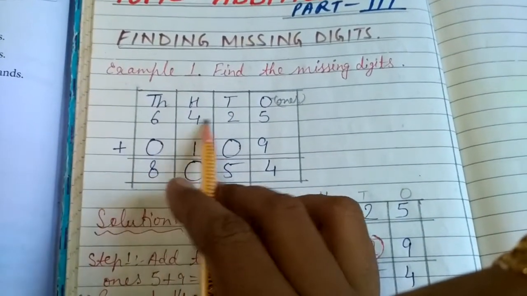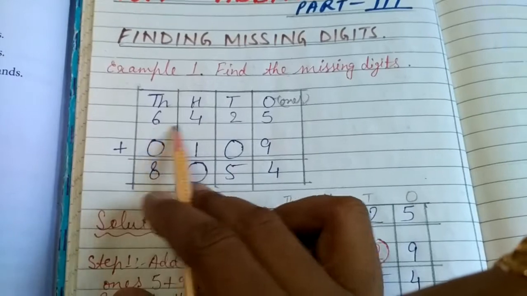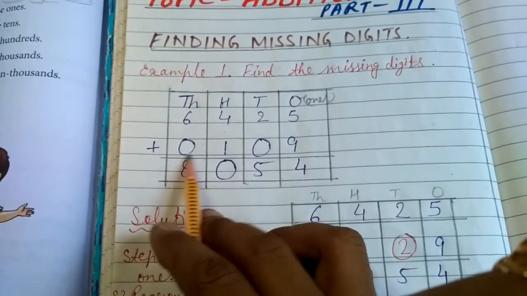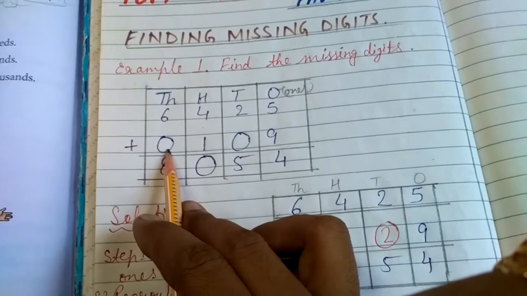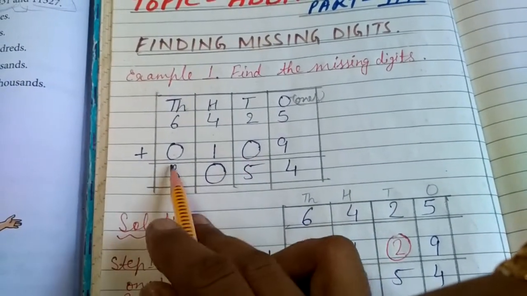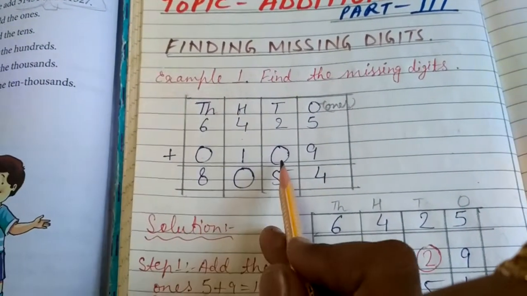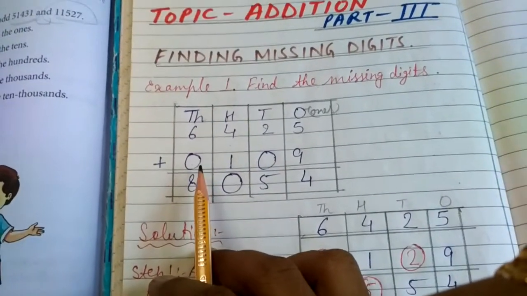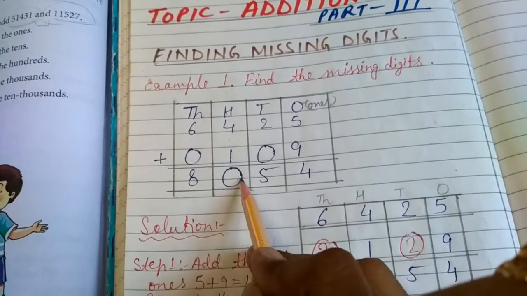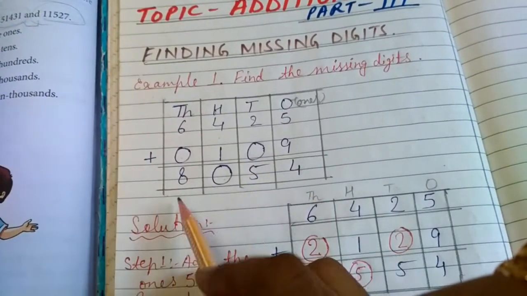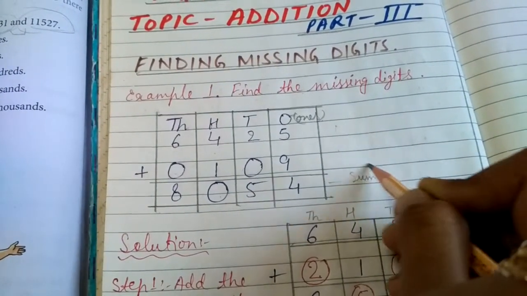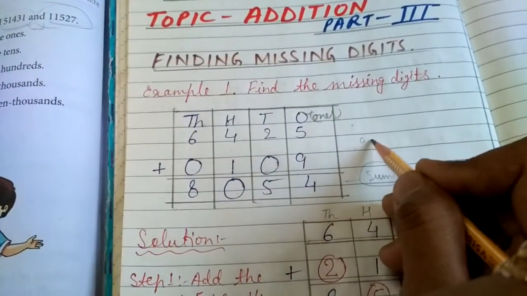As you can see, in the upper addend all the digits are filled, 6425. But in the lower addend you can see some circles which are blank. Here you have to find out and calculate the missing digits, and I will tell you how we are going to do that. Some missing digits you can also see in the sum. As you know, these two are called addends and this is called the sum.